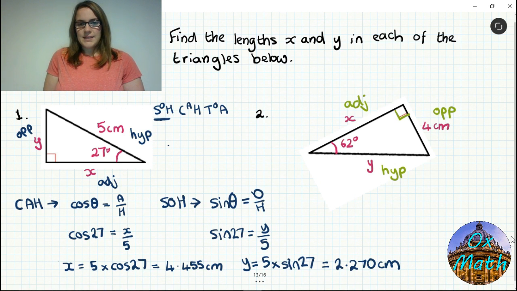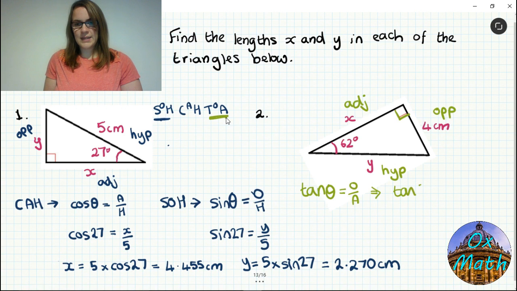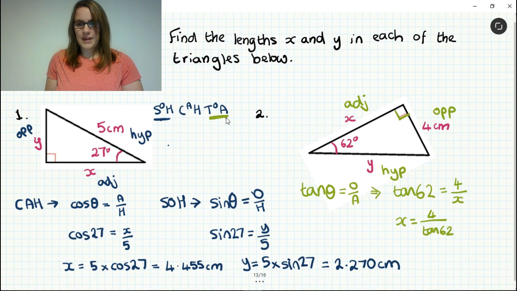So first of all, to find x, which is my adjacent, I've also been given the opposite. So I'm going to be using the opposite and adjacent in my calculations, which means I need the O and the A in TOA. So this time it tells me that tan theta is equal to the opposite over the adjacent. So if we fill in the parts we know, we've got tan 62 is equal to the opposite 4 over the adjacent x. Now x is at the bottom of the fraction here, so to find it we need to multiply by x to give us x times tan 62 and then divide by tan 62. So the x and the tan 62 effectively switch places. Type that into your calculator and you will get 2.127, and again that is centimetres.